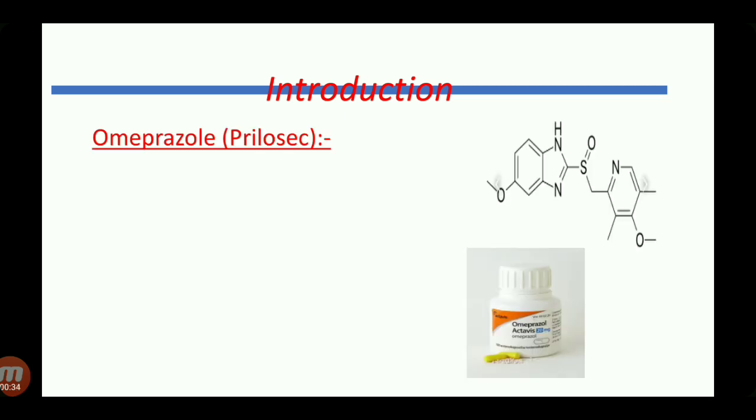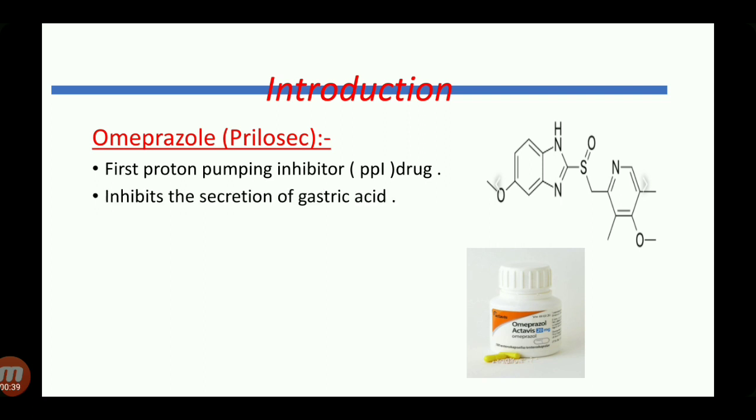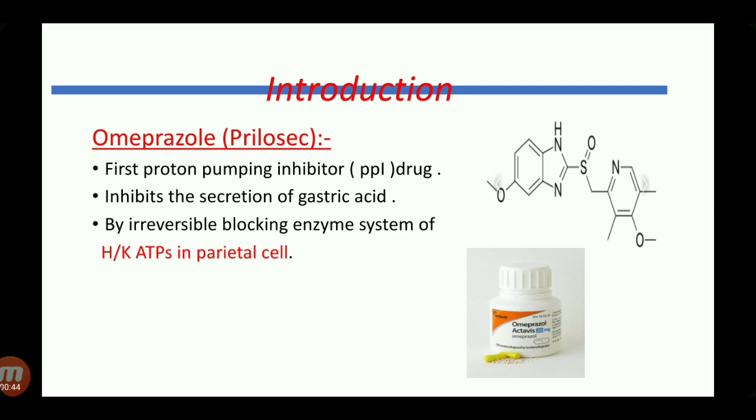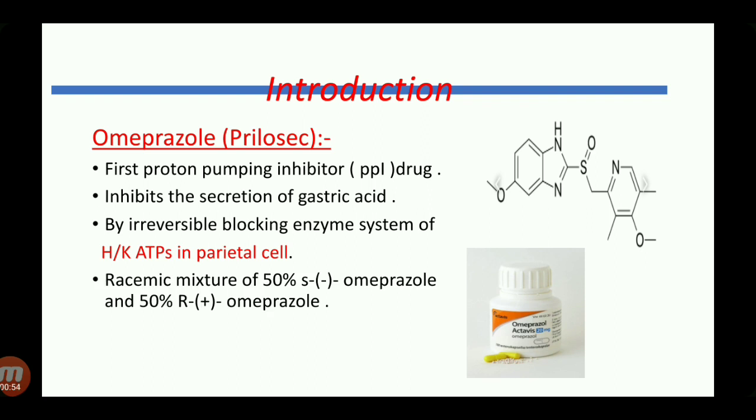Introduction. Omeprazole, first proton pump inhibitor drug, inhibits the secretion of gastric acid by irreversibly blocking the enzyme system of hydrogen potassium ATPase in the parietal cell. It is a racemic mixture of 50% S-omeprazole and 50% R-omeprazole. One of the World Health Organization list of essential medicines.